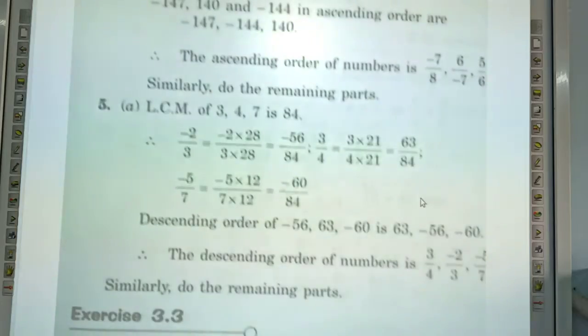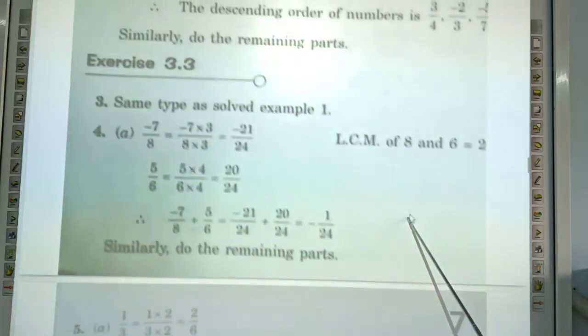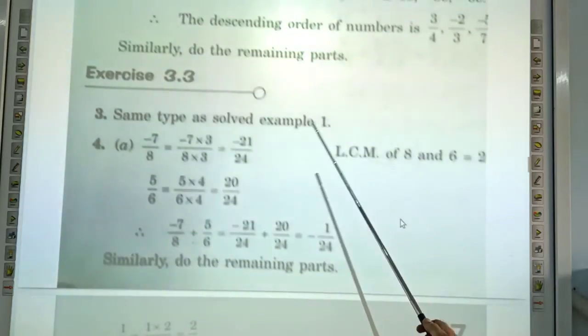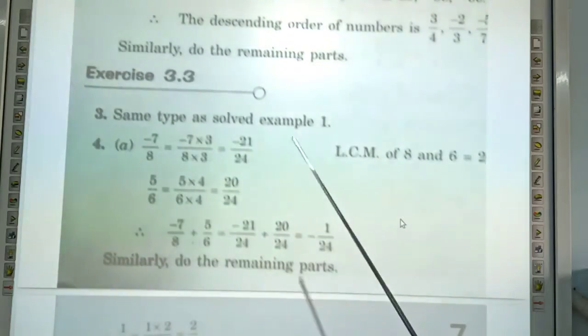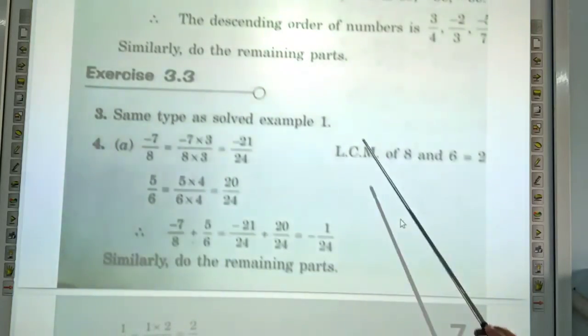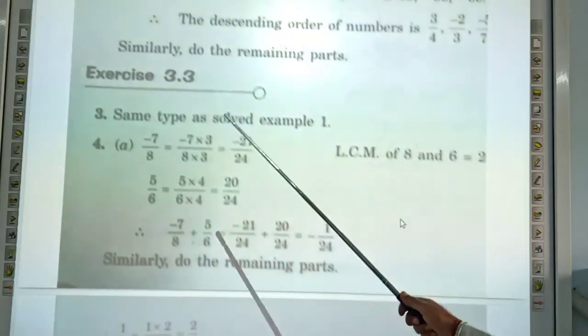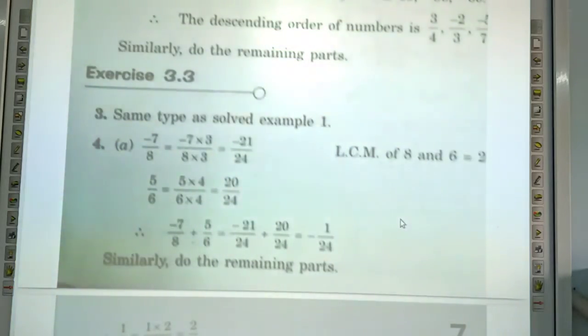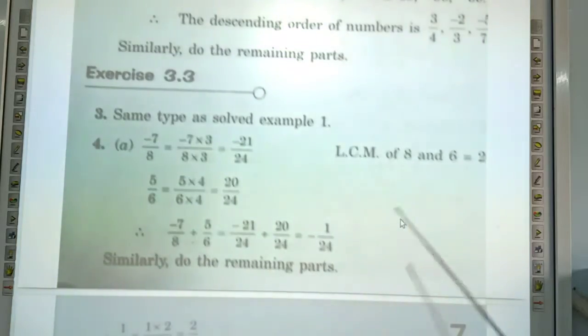Now we are moving to exercise 3.3. Whenever you go through the statement of the same type as what example one we have written to you, first go to example one, just go to exercise 3.3, and then in the same manner do the given question, question 3 again.